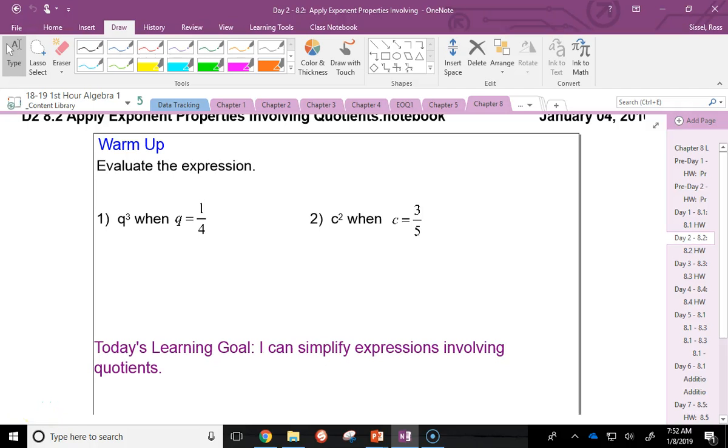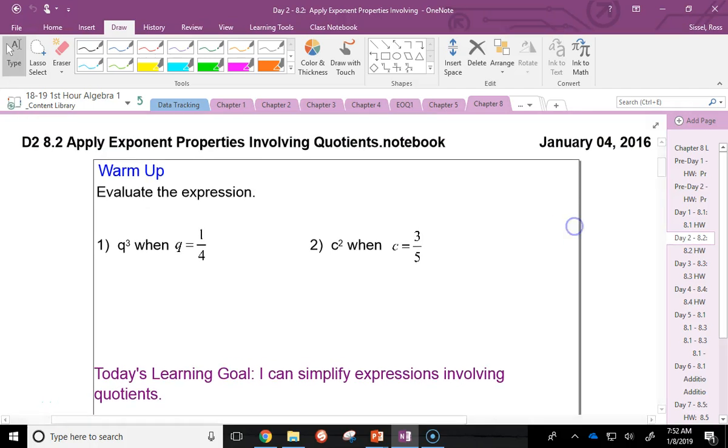Alright, starting today, we are on lesson 8.2, apply exponent properties involving quotients. This one looks like we're going to start looking at a little bit of fractions, but it's really not too difficult. I actually feel like today's, even though division was easier than yesterday's, because yesterday's involved a lot of negatives that would mess people up. Make sure you have this.